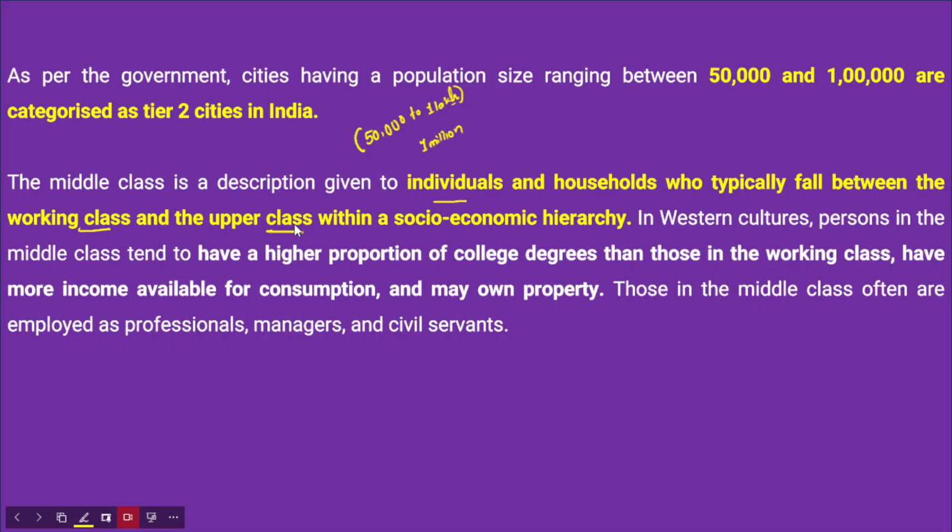In Western culture also there were middle classes. In Western culture, the middle class tends to have a higher proportion of college degrees than those in the working class, and they have more disposable income available for consumption, and they even have their own property. This is the basic definition of a middle class in Western countries. Those in the middle class are often employed as professionals, managers and civil servants, engaged in different economic activities within these tier 2 cities.